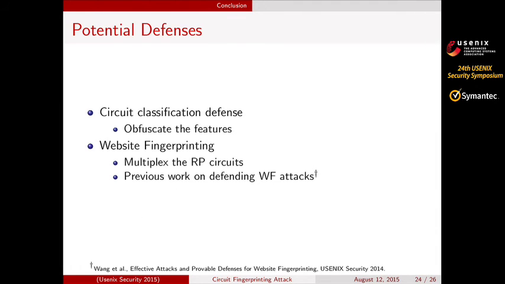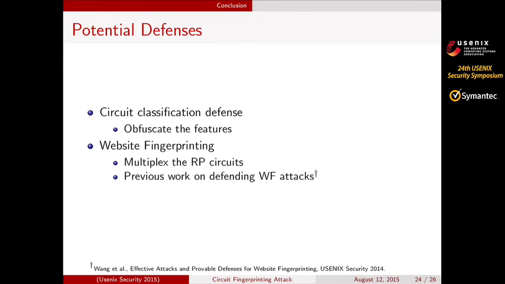So we actually thought of a couple of defenses at least, and have done some thought experiments with them and with some scripts. And so for circuit classification, the obvious thing to do would be to obfuscate the features. So the features we use, such as duration of attack, number of incoming and outgoing cells, things like that. So maybe the circuit should live just as equally long as others, and maybe you should use padding cells to make the number of incoming and outgoing cells similar to everything else.